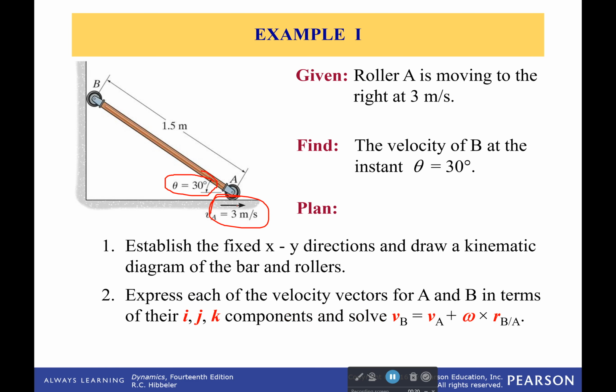So what's your plan? Well, find a fixed xy coordinate system, draw a kinematic diagram, and then express the velocity vectors for A and B in terms of their i, j, k components, and solve. So I'm going to do this one with you and I'll let you do the next two on your own. So let's jump straight into this.